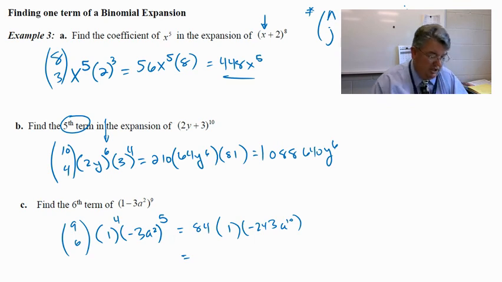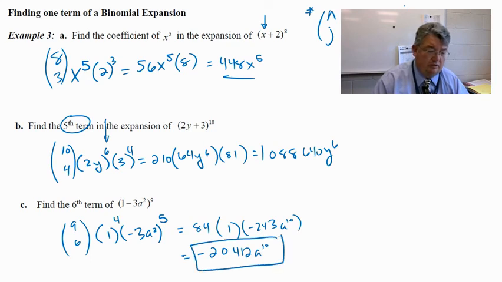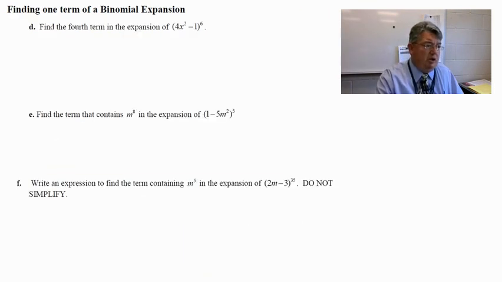And all is said and done, I've got 84 times 1 times a negative 243 gives me negative 20,412 a to the 10th. And there is my term. Cool, huh? Okay, let's look at a little bit more, and then we're going to call it good.